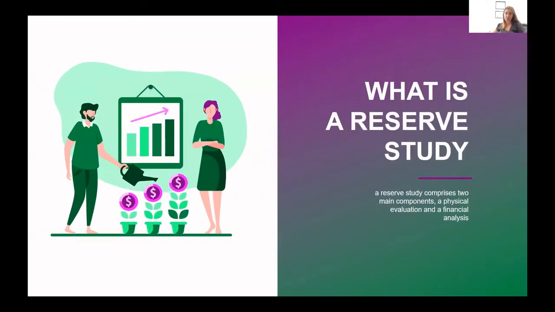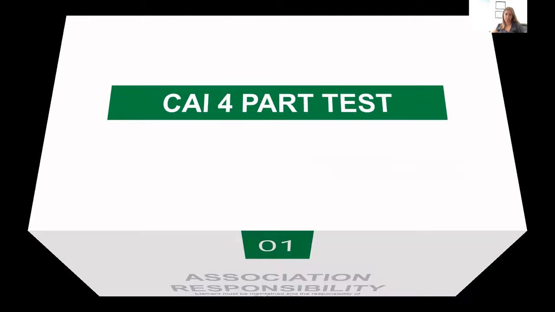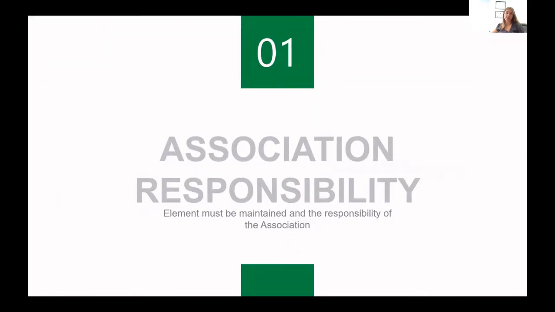So what is a reserve study? CAI defines the reserve study by two main components. There's both a physical evaluation and a financial analysis of the community. So the first step in conducting a reserve study is determining the reserve components. To do that, CAI has created a 4-part test. So first and foremost, it has to be association responsibility. The element has to be the responsibility of the association to maintain.